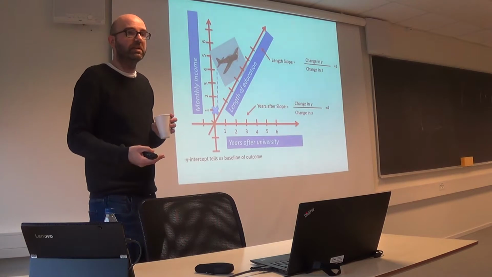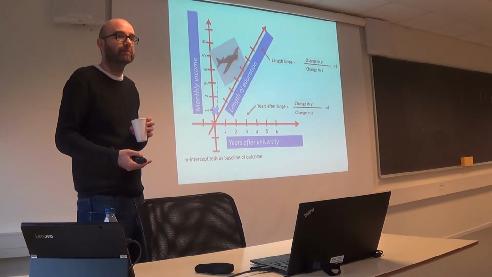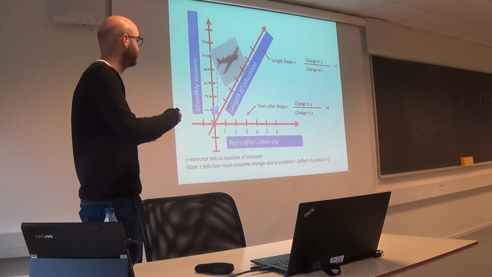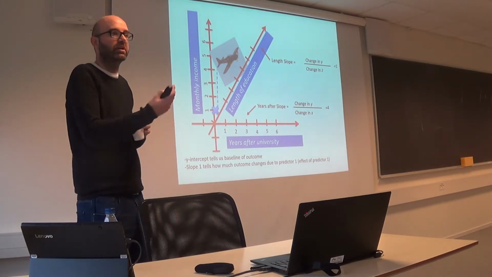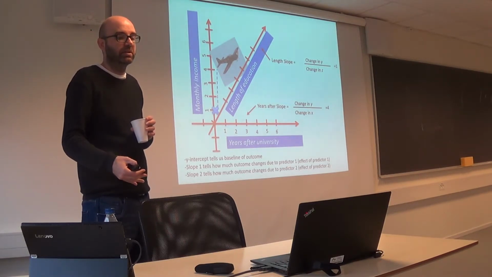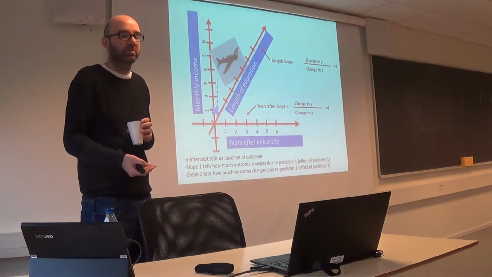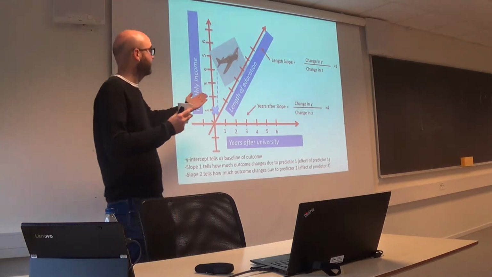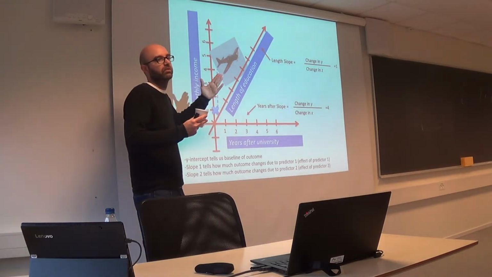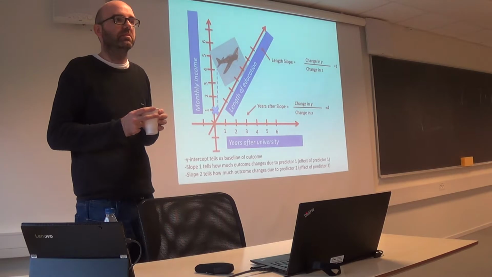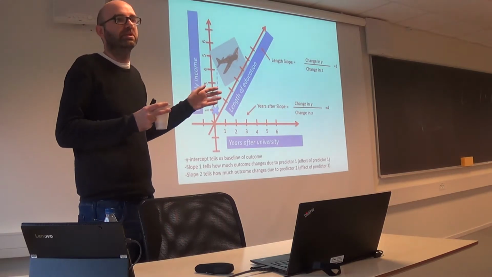So again, your y-intercept, your baseline. Slope 1 tells us how much the outcome changes due to predictor 1, or as an effect of predictor 1. And slope 2 tells us how much the outcome changes due to predictor 2, or as an effect of predictor 2. Is that okay? So we're analysing each dimension separately relative to the dimension that we were interested in. So we're treating it as two separate two-dimensional spaces.